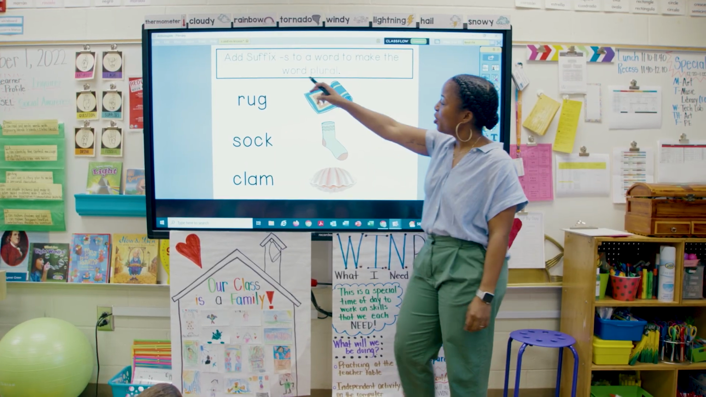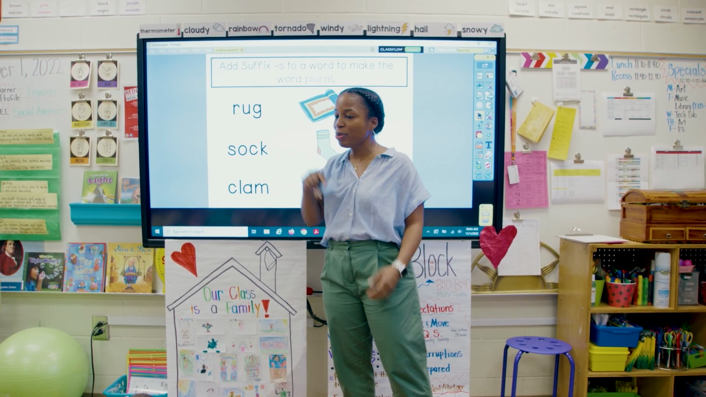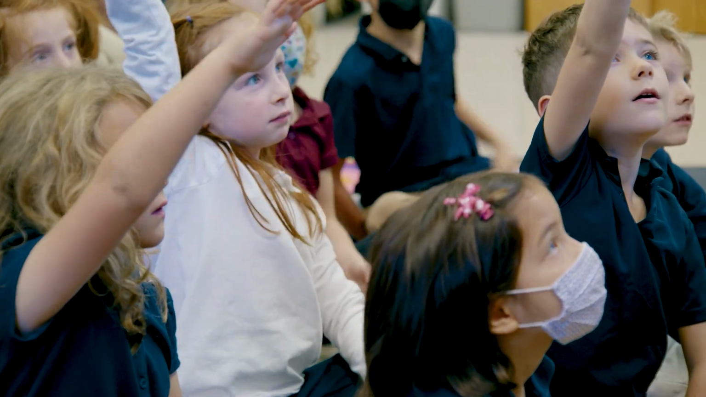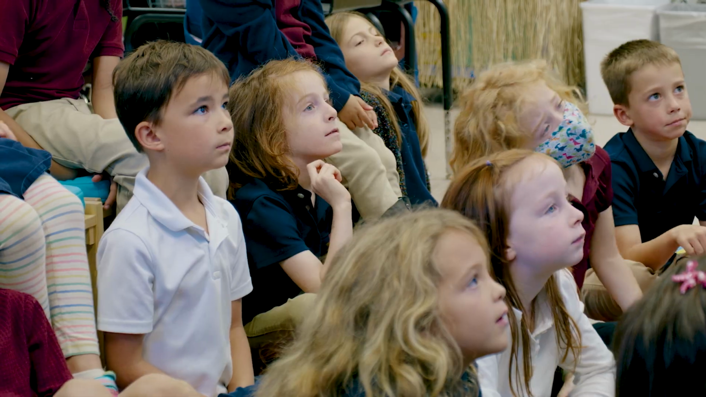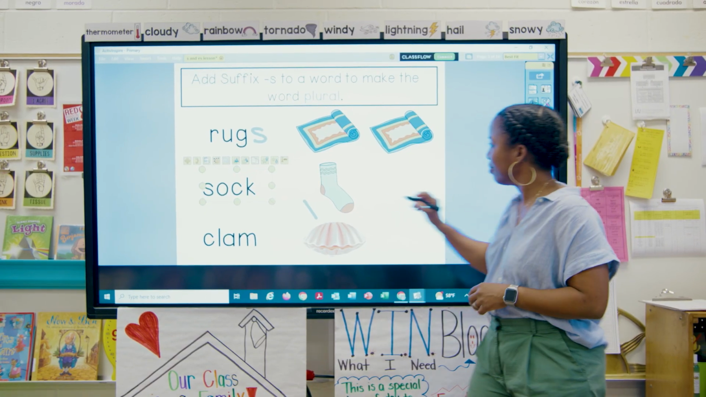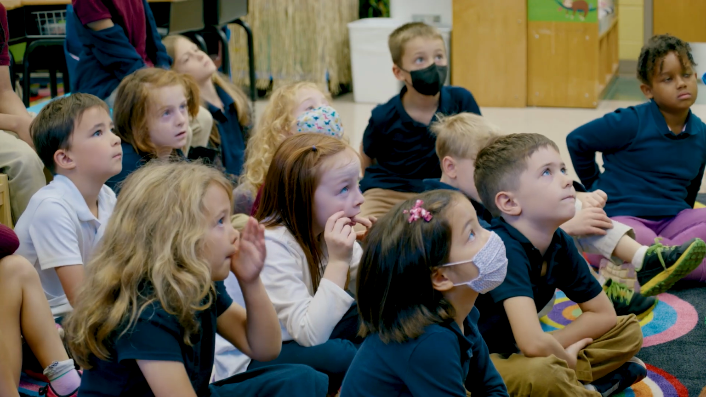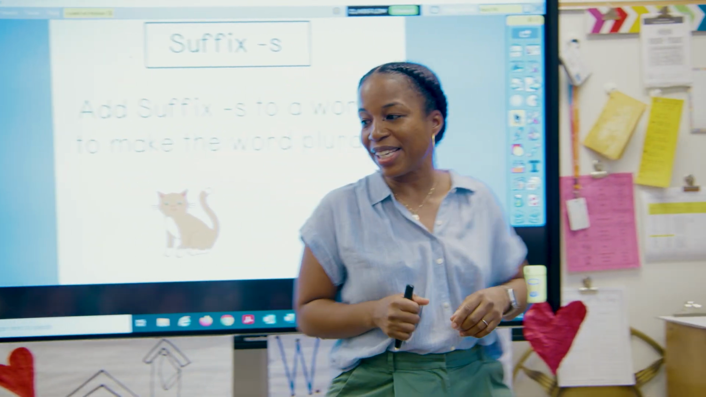Knowing which suffix to use to make a word plural can be tricky for young writers. Is it S or ES? In this lesson at Burgess Peterson Academy in Atlanta, instructional coach Dr. Carla Miller teaches her first graders when to use each one. We're going to start with suffix S.